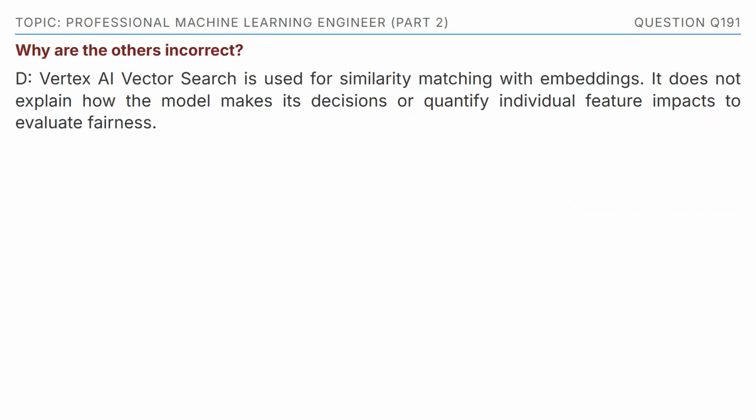Why are the others incorrect? D. Vertex AI vector search is used for similarity matching with embeddings. It does not explain how the model makes its decisions or quantify individual feature impacts to evaluate fairness.